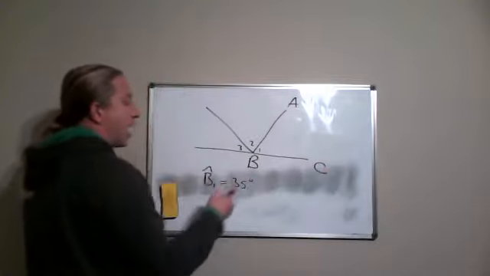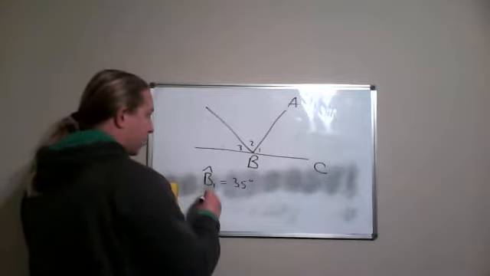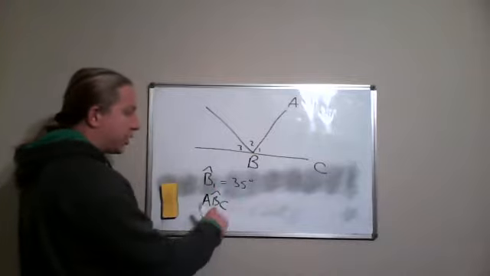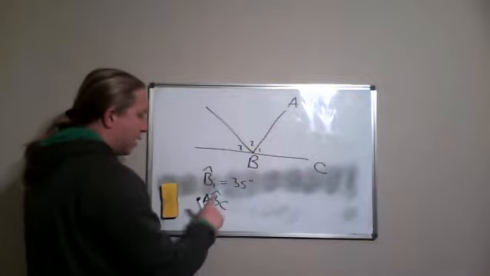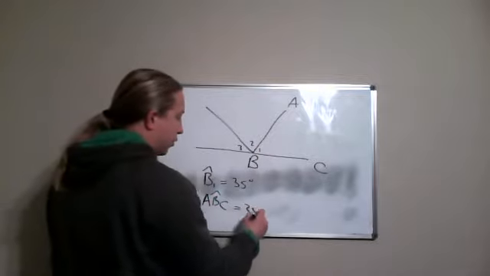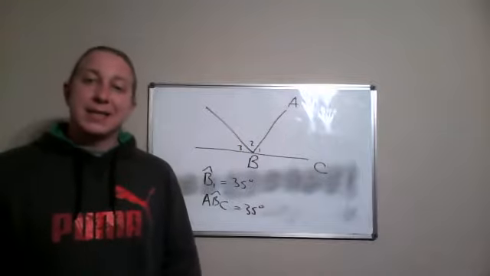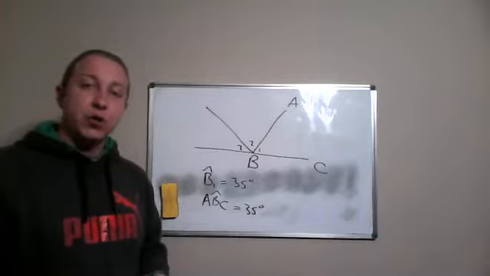So I could also call this angle B1, I could call it angle ABC. Okay, and I'm naming the angle by the letter B in the middle. So it's ABC, there it is, also equal to 35 degrees. So the two notations are really the same thing. It just depends how I present the information for you in the question.